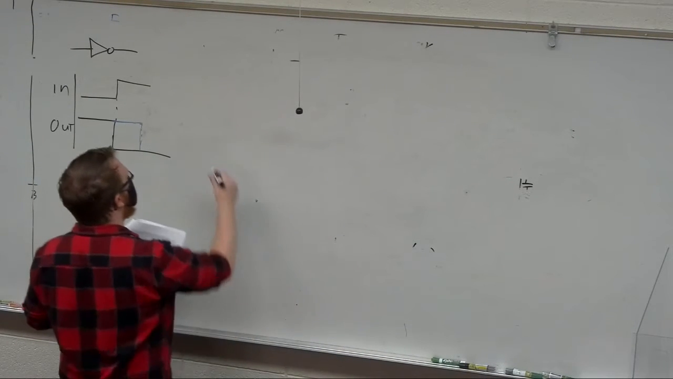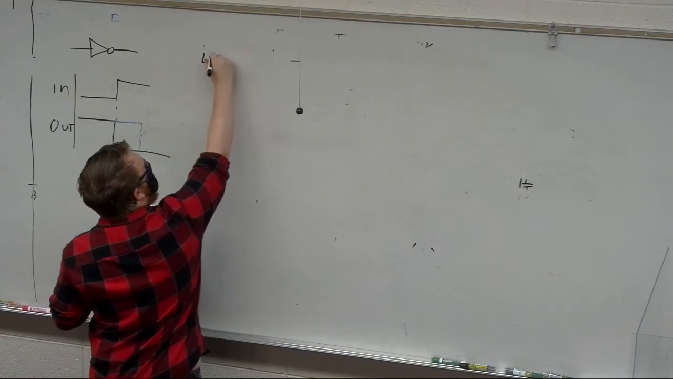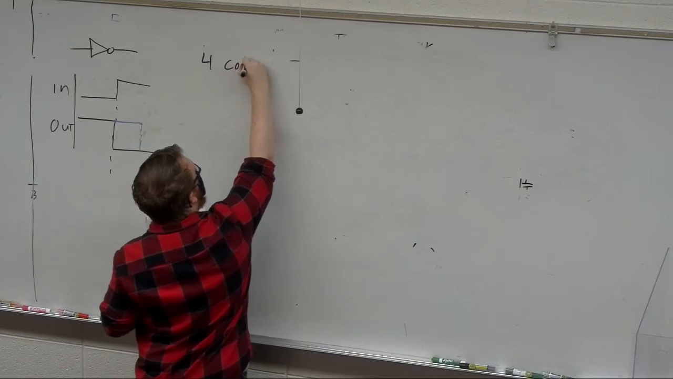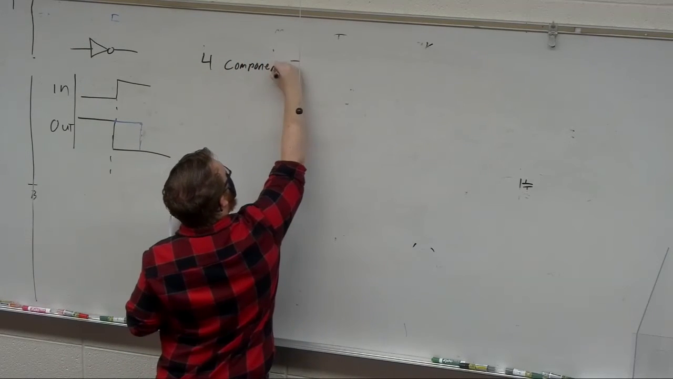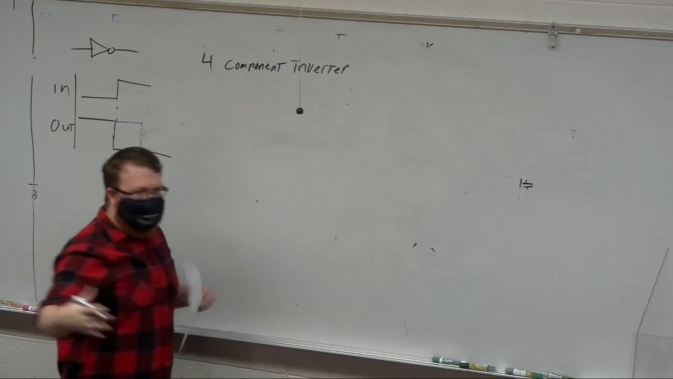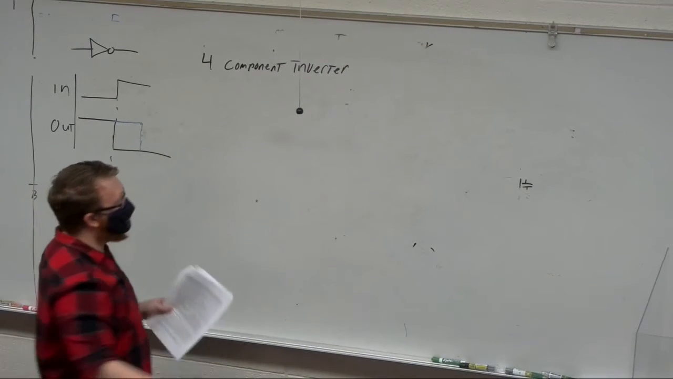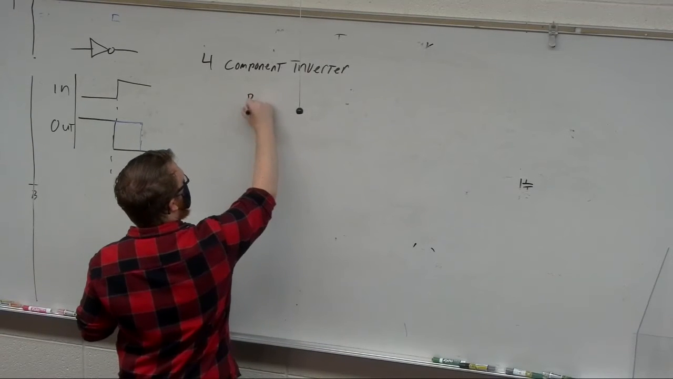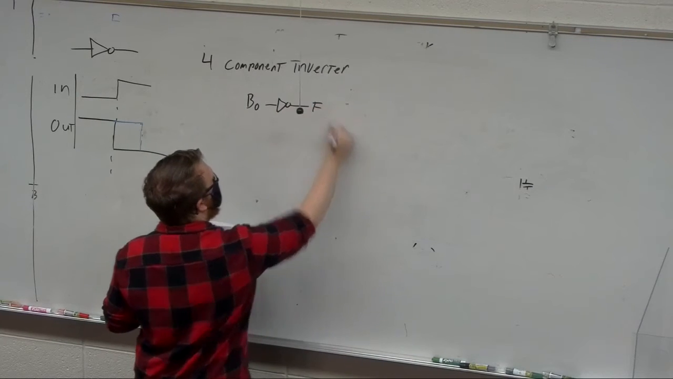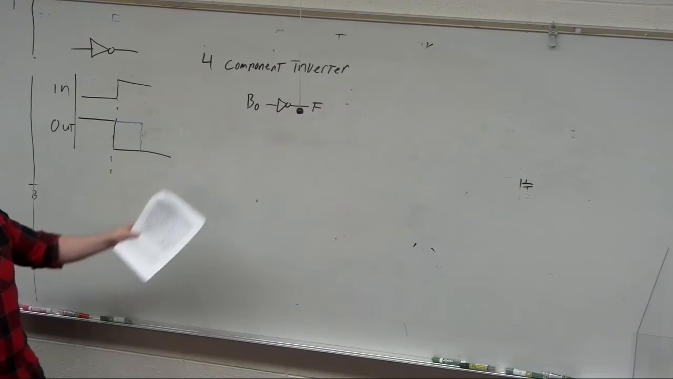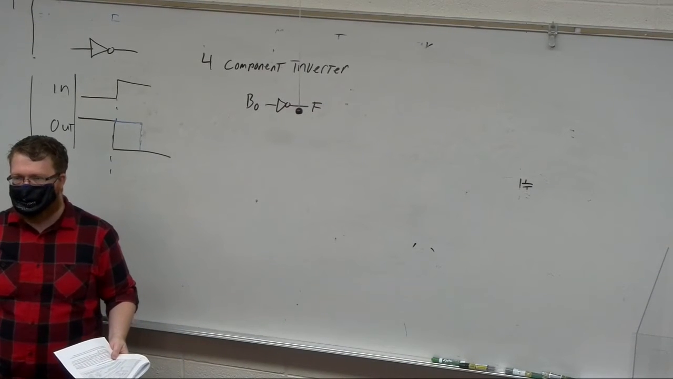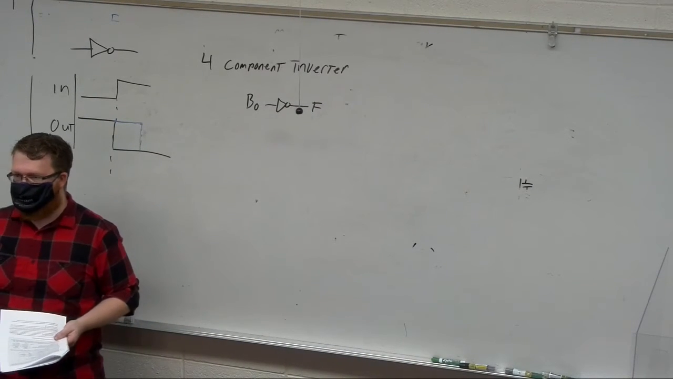So say I have a 4-component inverter. Meaning there are 4 inverters in a single component. And I'm doing something like B0 goes through an inverter and goes to F, right? Simple circuit. That means I have 3 other inverters that are just kind of hanging out there. What do I want to do with those inverters?